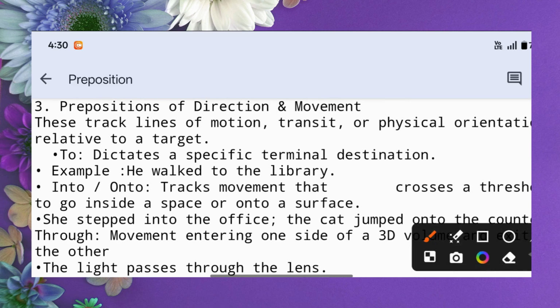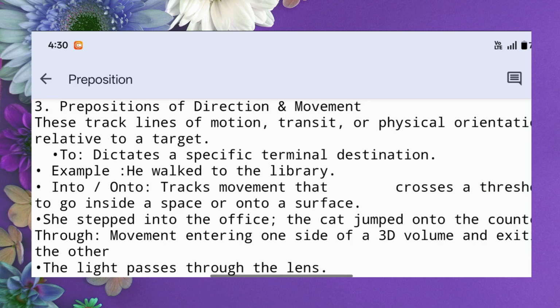Next, the third topic is prepositions of direction and movement. These track lines of motion, transit or physical orientation relative to a target. Here the first one is to. It indicates a specific terminal destination. Example: he walked to the library.